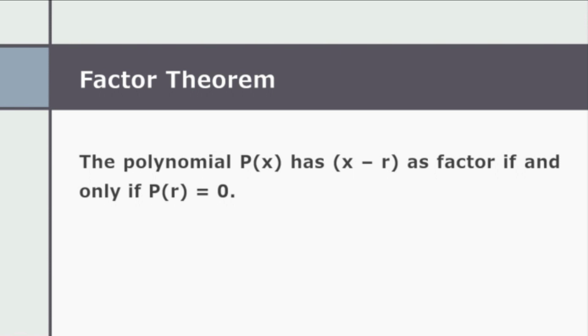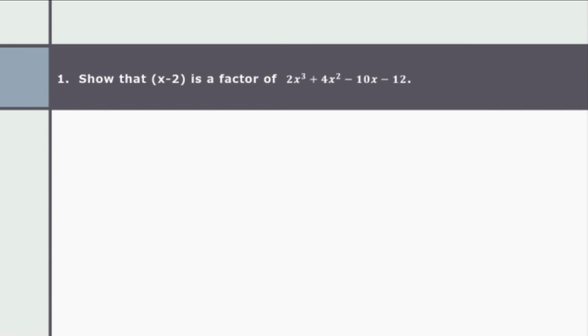For example, we need to show that x minus 2 is a factor of 2x raised to 3 plus 4x raised to 2 minus 10x minus 12. So to solve that, we need to use the remainder theorem, substituting the value of x in the given polynomial. So we have 2 as the value of x in the divisor. So we have 2 multiplied to 2 raised to 3 plus 4 multiplied to 2 raised to 2 minus 10 times 2 minus 12, where the value of x is 2.